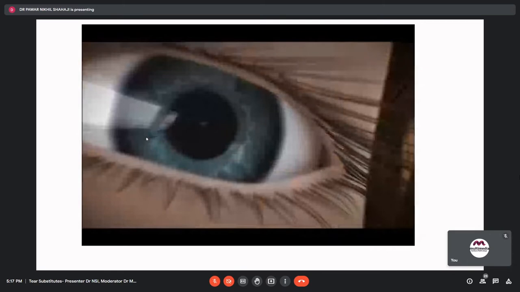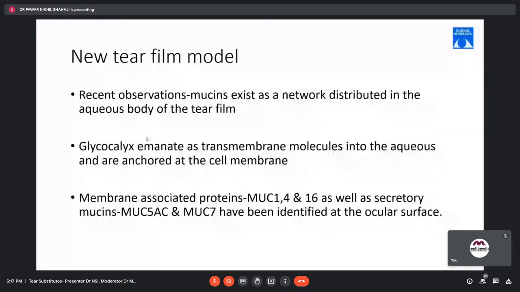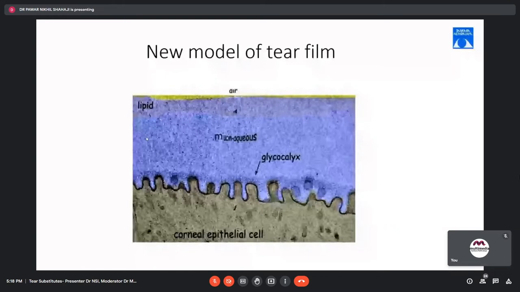There has been proposed a new tear film model which tells us that the aqueous and the mucus layers are intricated with each other. They are not separate. Recent observations say the mucin exists as a network distributed in the aqueous body of the tear film. Membrane-associated proteins MUC1, 4, 16 as well as secretory mucins MUC5AC and MUC7 have been identified at the ocular surface. This is a new model.